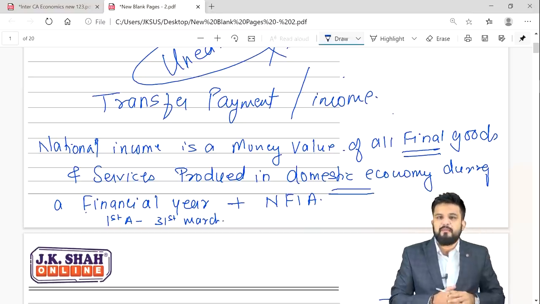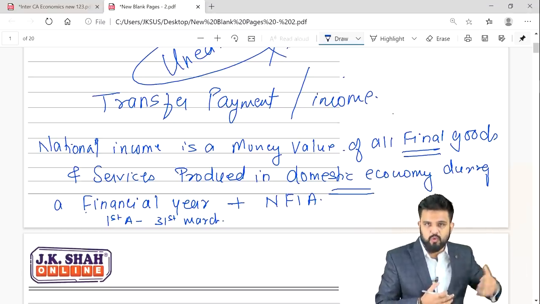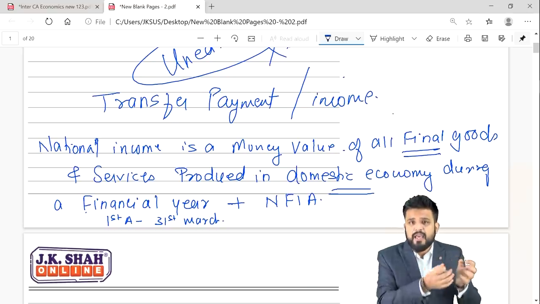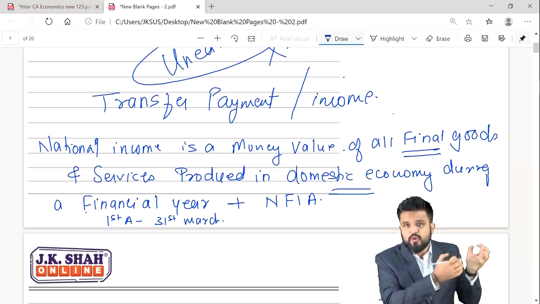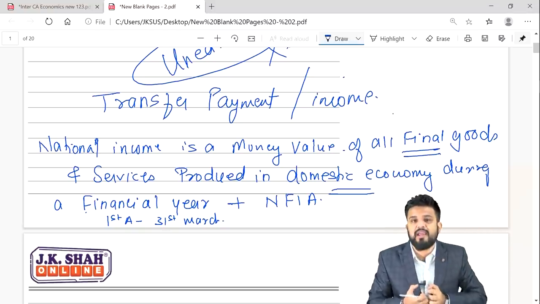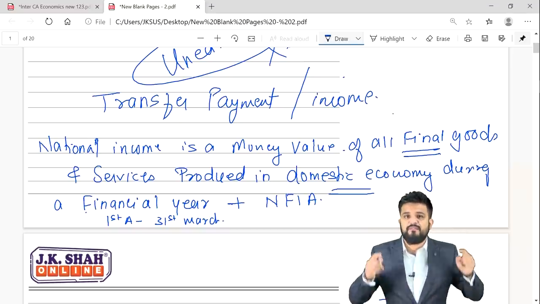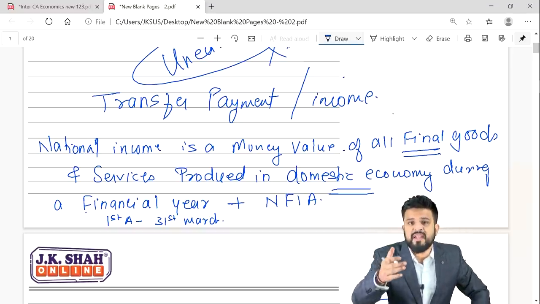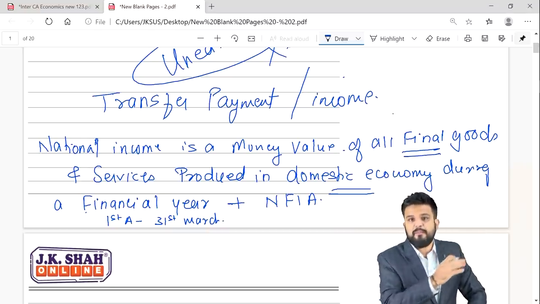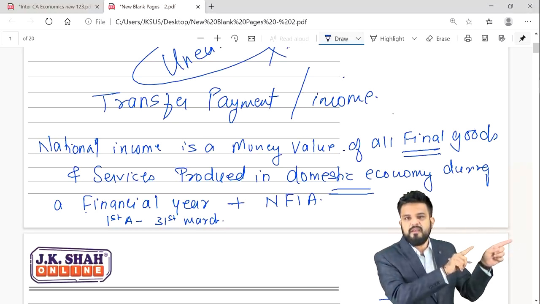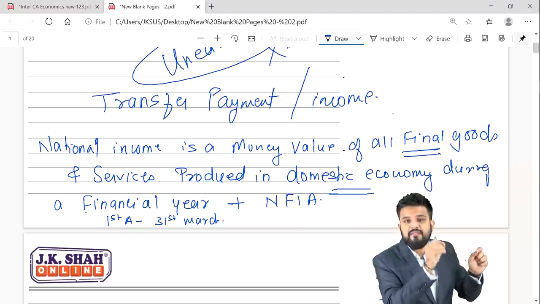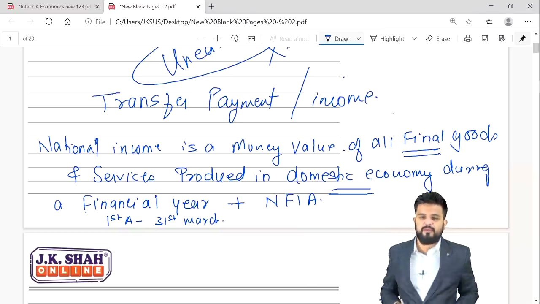So income coming from abroad, for example, if I go to Dubai or Singapore to give a lecture on economics, are they going to pay me? Yes. Am I going to bring money back to India? Yes. So money is coming from abroad. Services are produced over there, but money is coming into our country. Receipts. If they come here, we are supposed to give them money, they will take money out of India. Capital flight will take place, payment. So receipts minus payment, repeat, receipts minus payment is nothing but NFIA, net factor income from abroad.